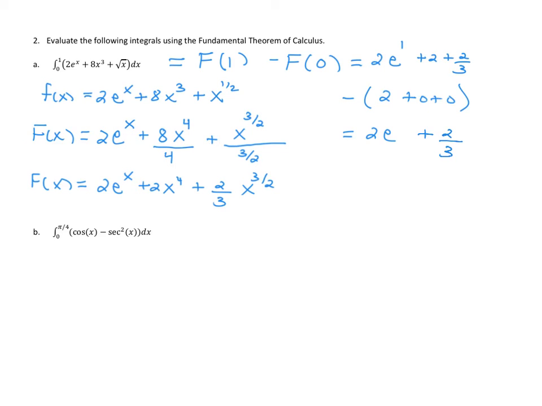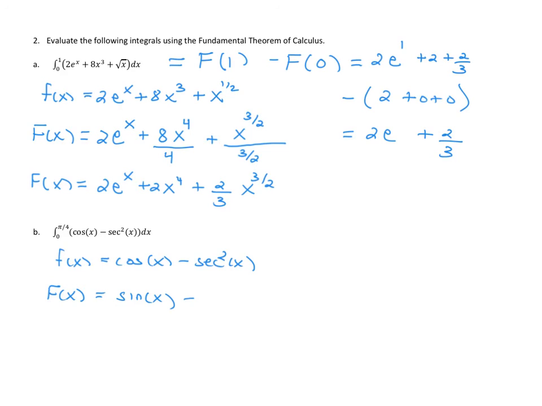For part B, same idea. The function is f of x equals cosine of x minus secant squared x. And I want to find an antiderivative. Well, the antiderivative of cosine is going to be sine. And the reason is the derivative of sine is cosine.